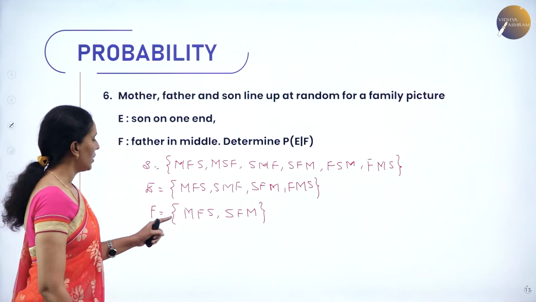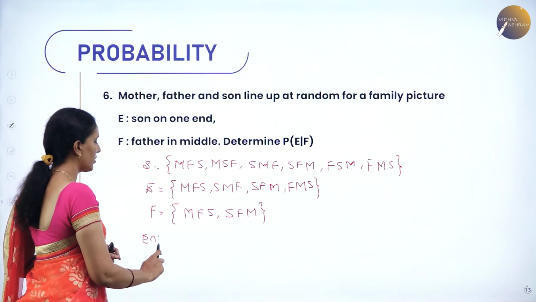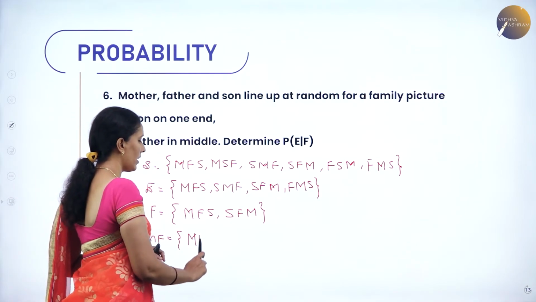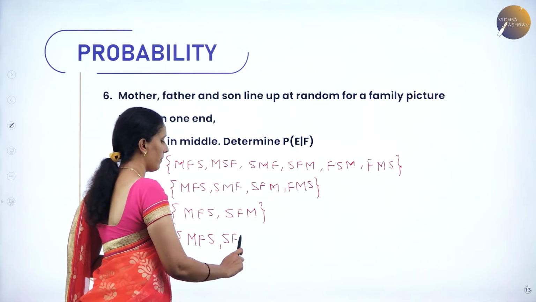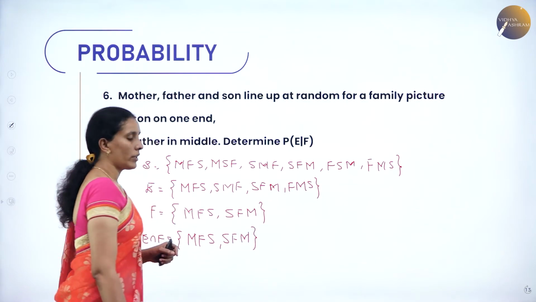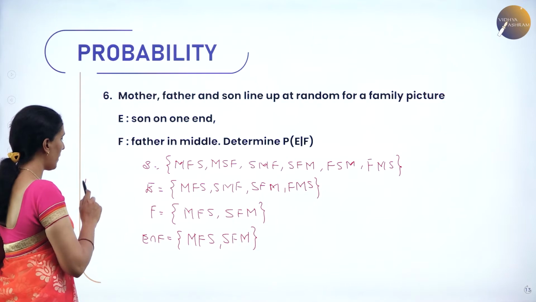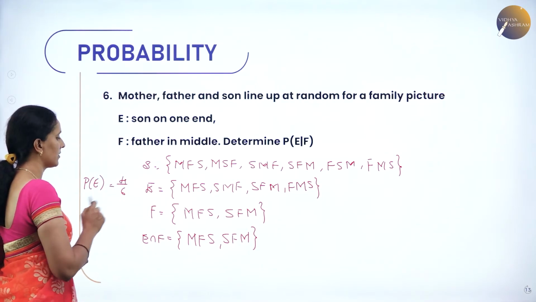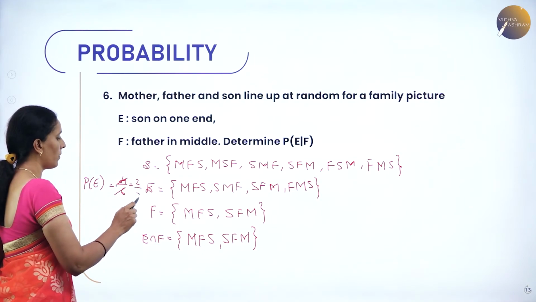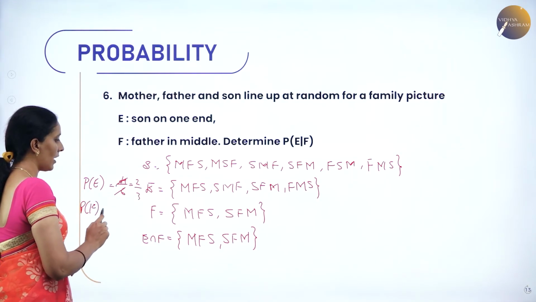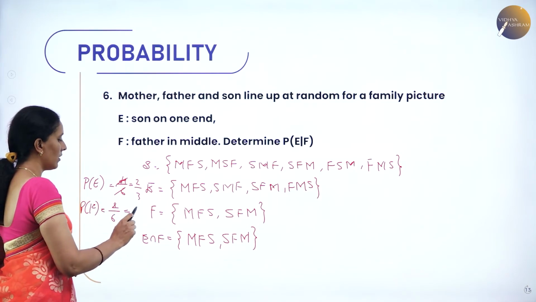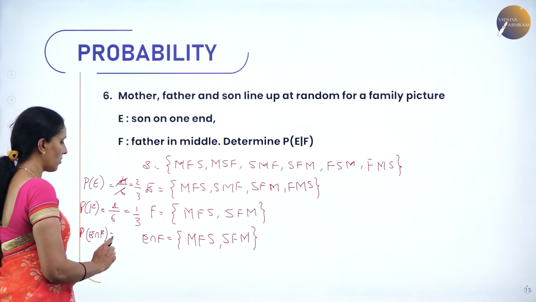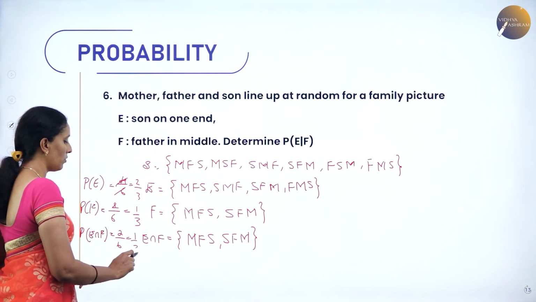Now, clearly see which is common, E intersection F. E intersection F is MFS and SFM. Now, what is the probability here? Clearly, you see the probability of E is 4 by 6, so that is equal to 2 by 3. Probability of event F is 2 by 6, 1 by 3. Probability of event E intersection F is also 2 by 6, that is equal to 1 by 3.